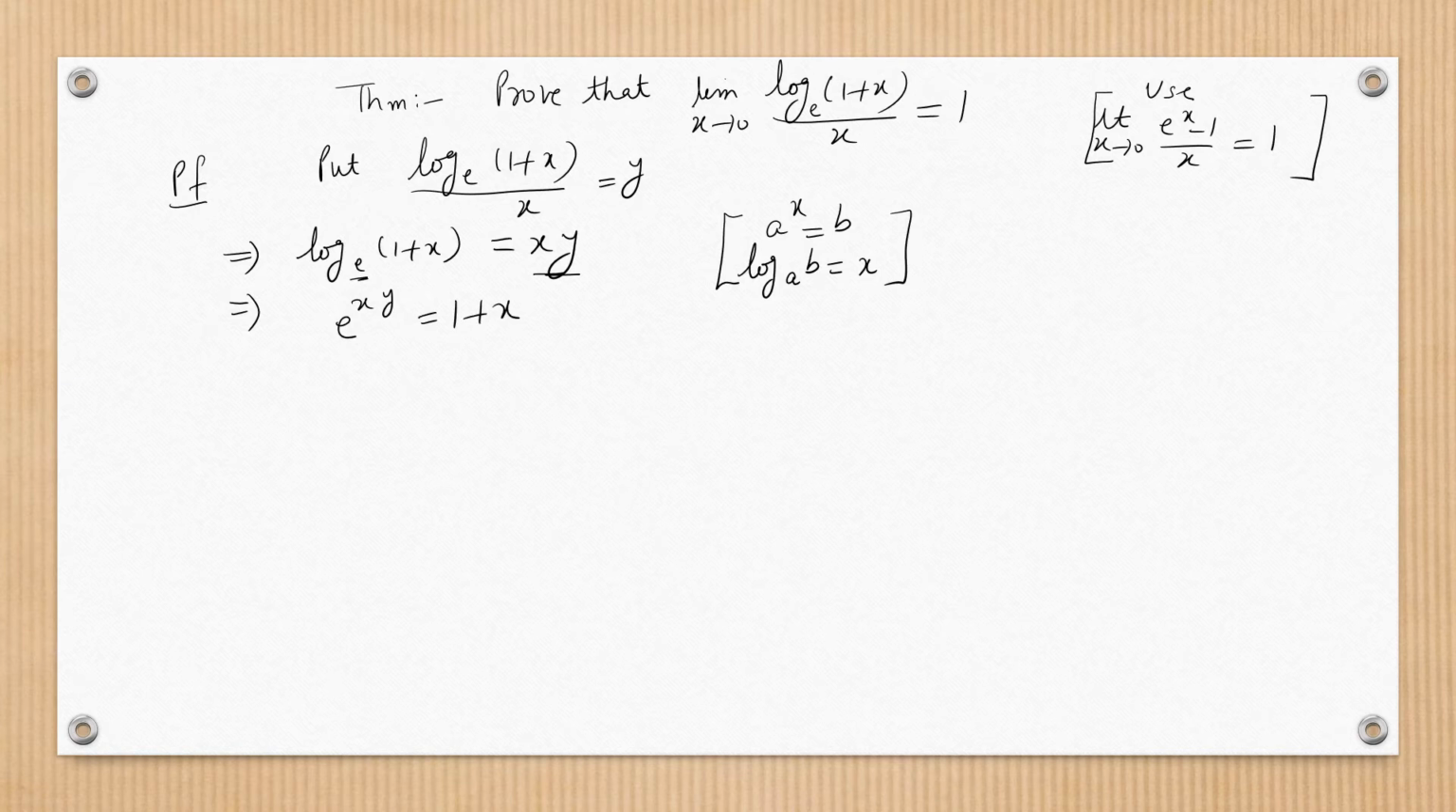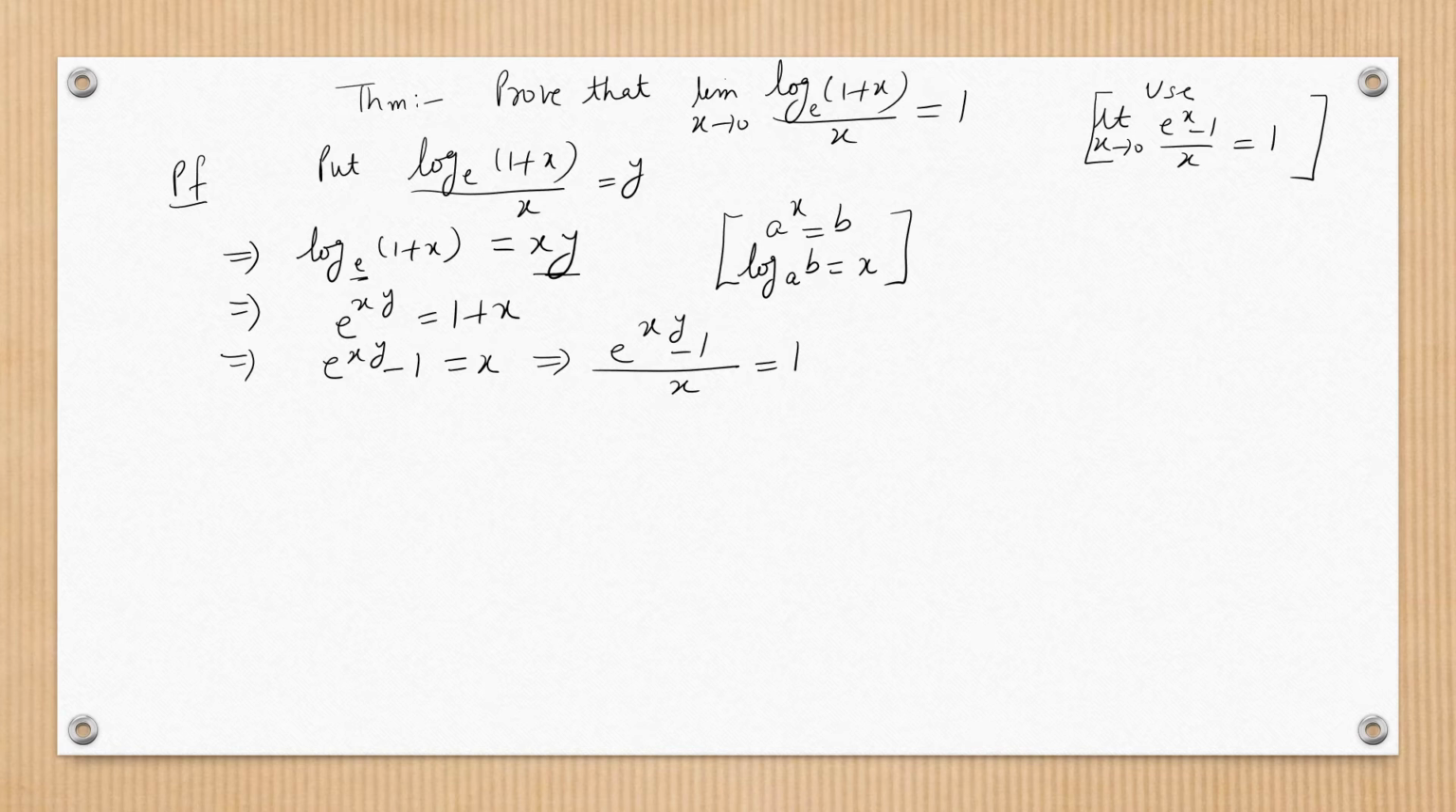Now let's bring this 1 to this side. It is e raised to power xy minus 1 is equal to x. Now divide by this x. So it will become (e raised to power xy minus 1) upon x is equal to 1. Why 1? Because x has been shifted to the denominator. So again, if I cross multiply, it makes the previous result: (e raised to power xy minus 1) upon x is equal to 1, right?